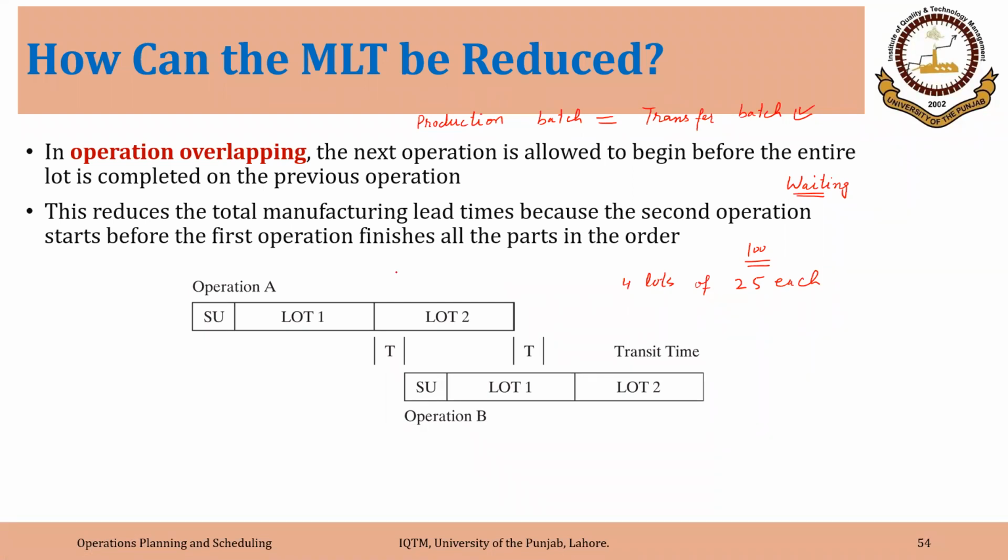That is the basic idea: once a certain quantity of the production batch has been processed on operation 1, it is moved to operation 2, and the second lot continues to be processed on operation 1, and then moves to operation 2 once lot 1 at operation 2 has been completed. So in operation overlapping, the next operation is allowed to begin before the entire lot is completed on the previous operation. This reduces the total manufacturing lead time because the second operation starts before the first operation finishes all the parts in the order. So let's take a simple example to illustrate this idea.